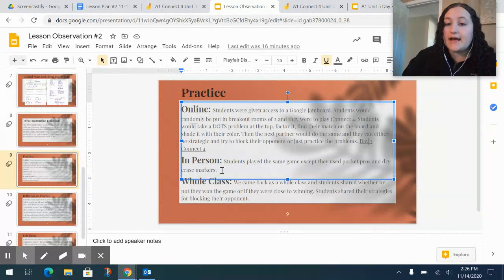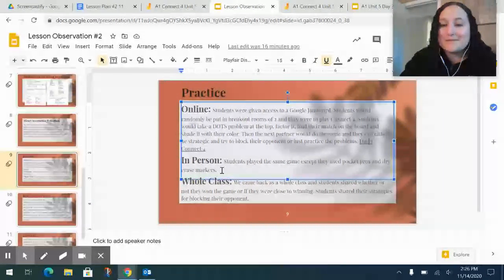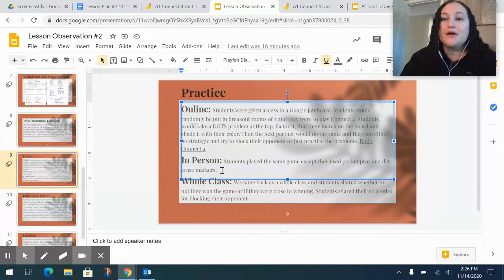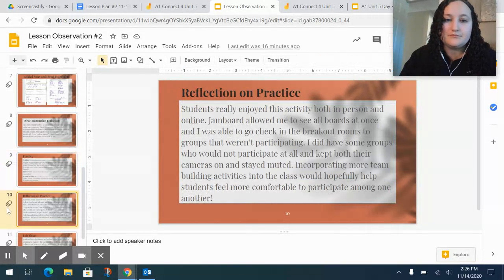As a whole class, I brought everyone back, and I asked students if anyone had won or if anyone was close to winning. Some students shared their strategies for blocking their opponents and what they did. So it was definitely a fun way to practice. Students really enjoyed this activity.